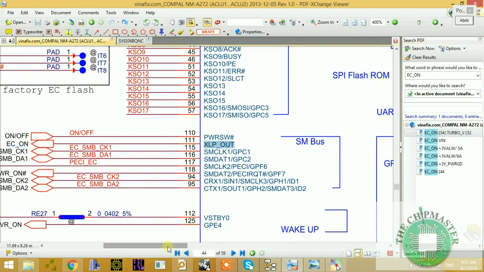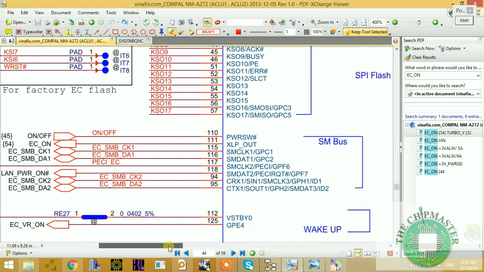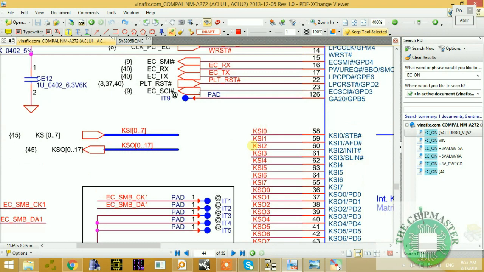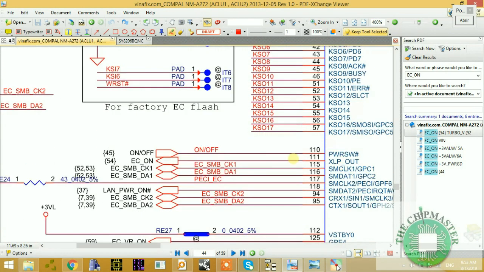Right, XLP out. This pin is controlled by software. So the software inside of the IO controller must be satisfied. The power supply must be satisfied. This is EC on. Now before this signal can be released though, the EC must satisfy its working conditions first. All working conditions must be satisfied.